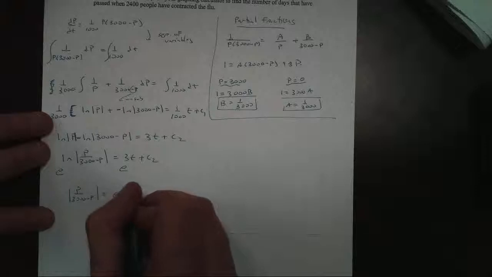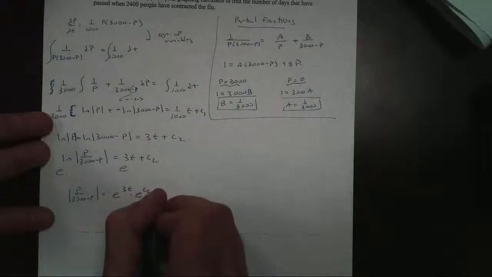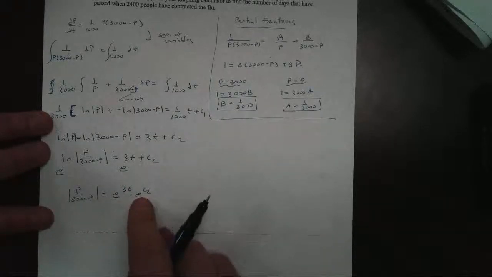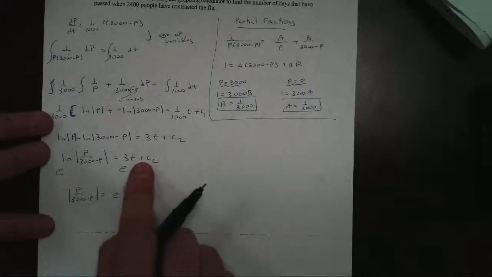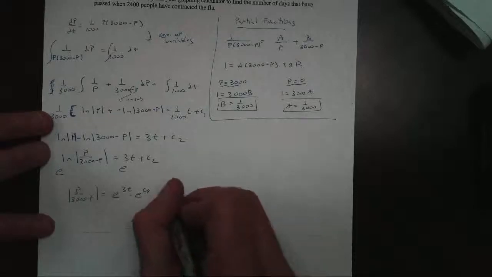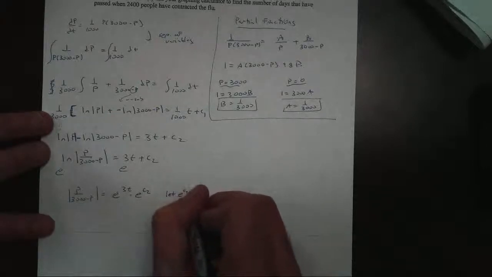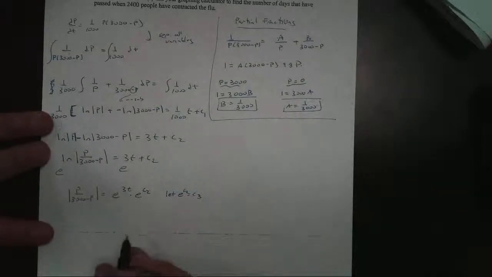This becomes e to the 3t times e to the C2. That's my exponential rules from Algebra 1. If I'm multiplying the same bases, I can add their powers. We're just going backwards. Now, we let e to the C2 equal C3. Now we're allowed to do that.